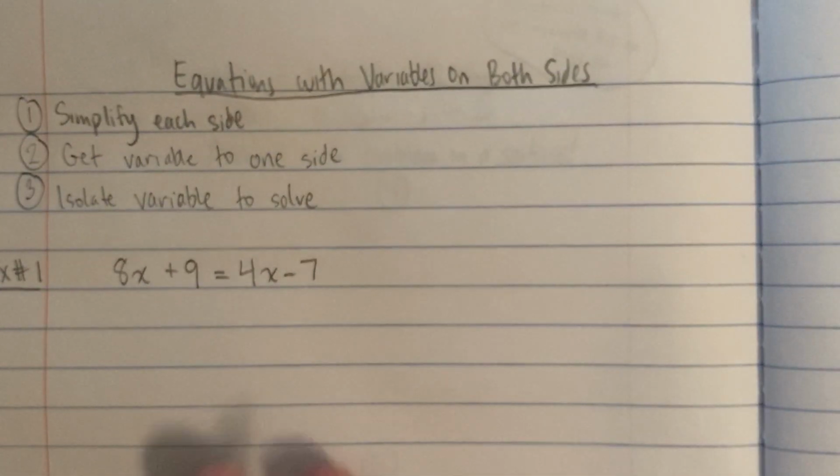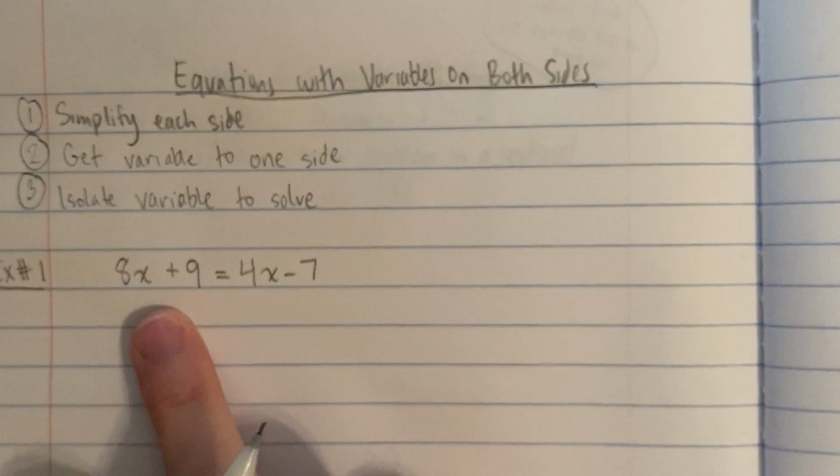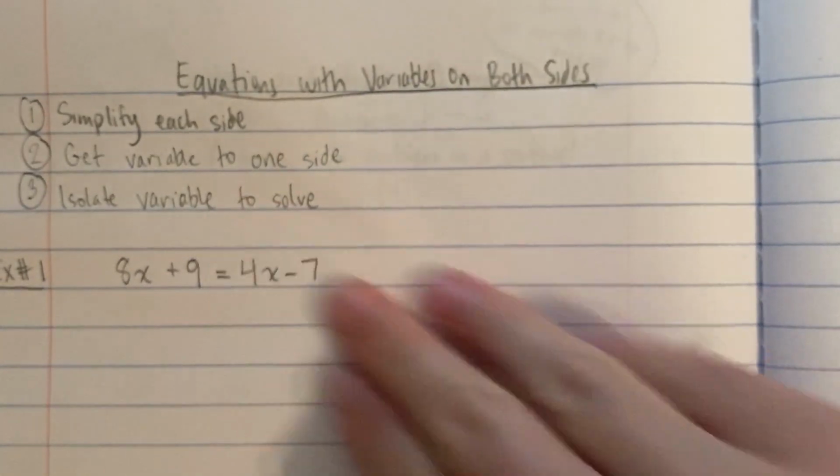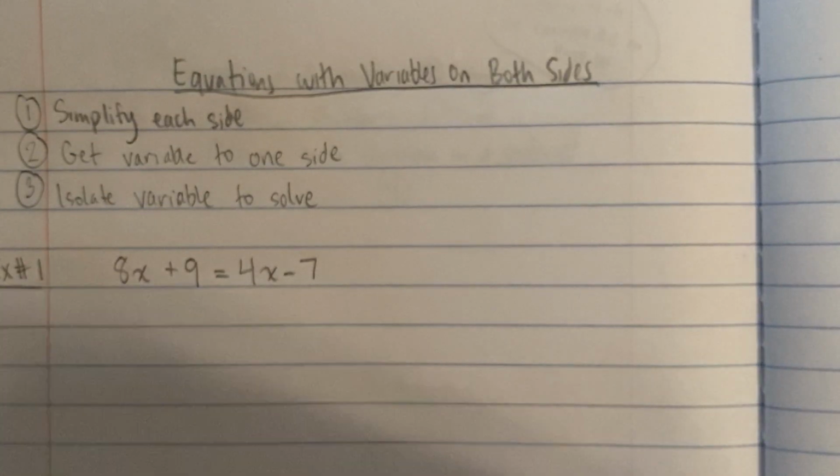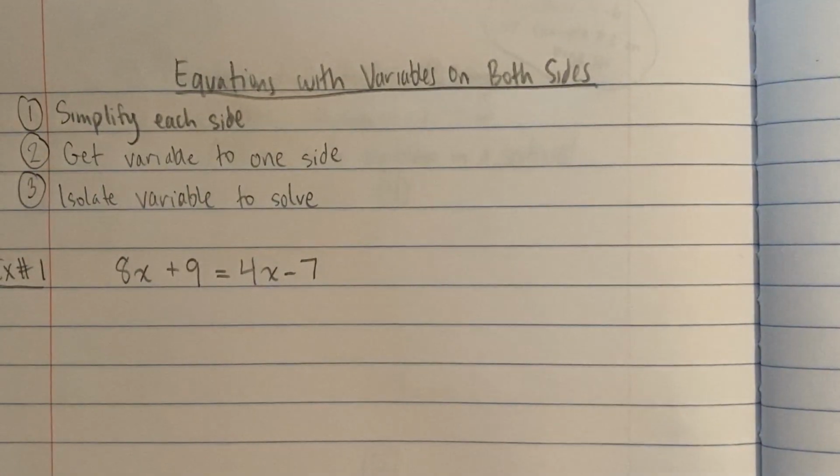We take a look at this equation, and here's the thing. There's no simplifying to do. These are not like terms. You can't combine them. So we're already on step 2, which is to get the variable to one side of the equation. How do we do that?